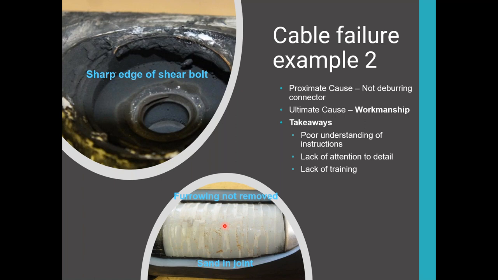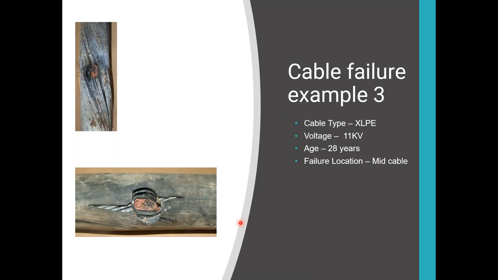Some of the things we've looked at in instruction manuals for terminations tend to be vague. They say clean the joint. What does that mean? Just wipe it down with alcohol? Make sure there's no grease or fingerprints on it? Make sure there's no sand in the joint? Sand all burrs off? What does clean the insulation before you put the boot on mean? And that's some of the limitations we're seeing in workmanship, it's not clear what to do.